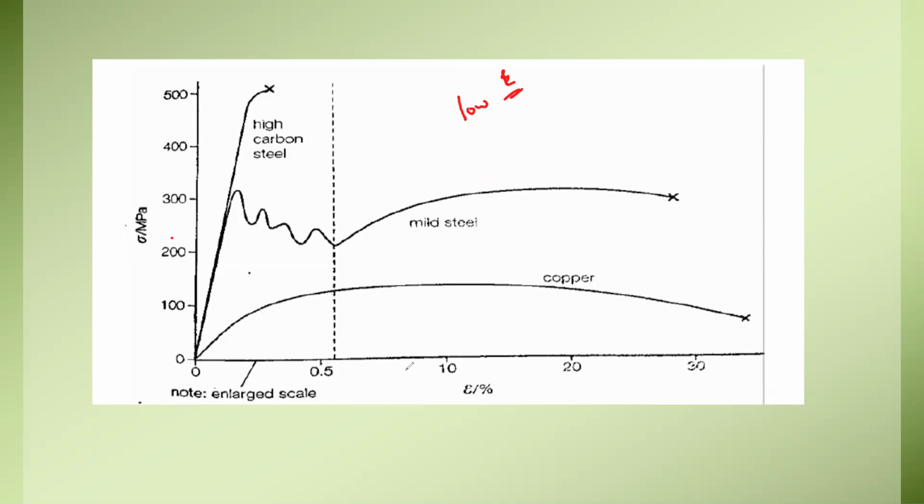The Young's modulus is shown by the slope. The slope of the graph shows the value of the Young's modulus. So which is having a lower, smaller slope? Copper is having a smaller slope, which means copper is having a lower value of the Young's modulus.